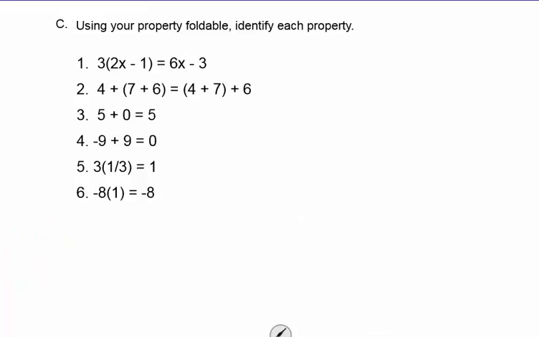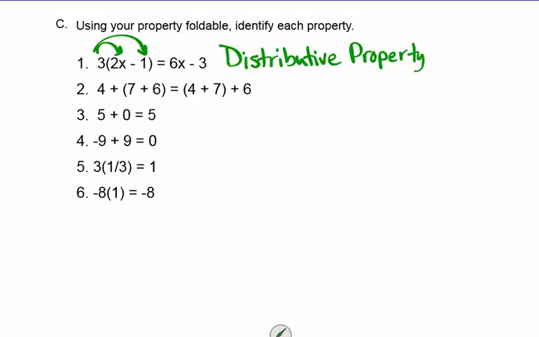All right, now I want you to use your foldables and identify each property. The first one, 3 times the quantity 2x minus 1 equals 6x minus 3. You can see here that we distributed by multiplying through to get rid of the parentheses. This is the distributive property. Number 2, 4 plus the quantity 7 plus 6 equals the quantity 4 plus 7 plus 6. We have moved our parentheses. This is the associative property of addition.